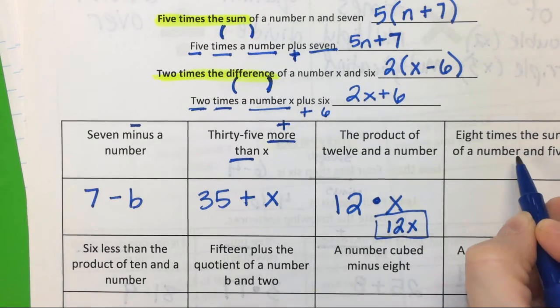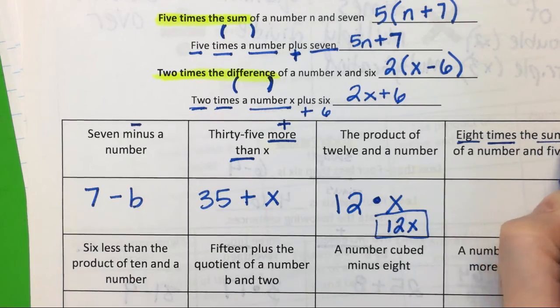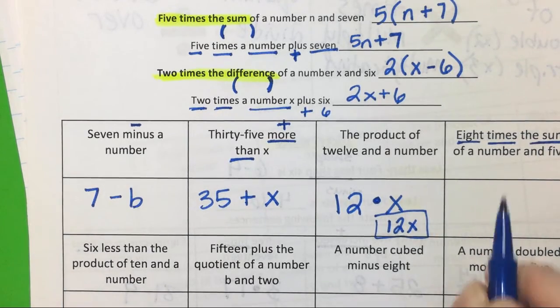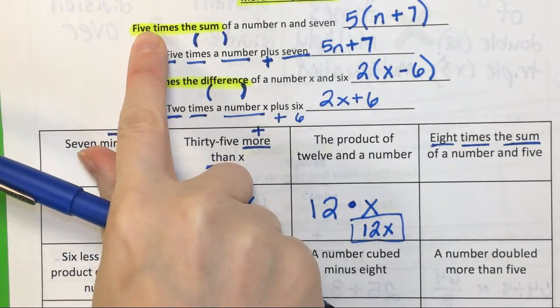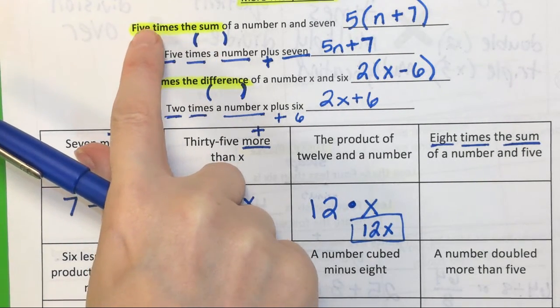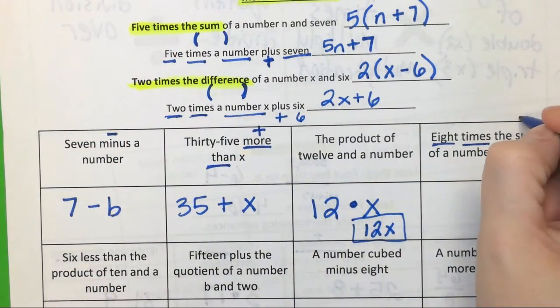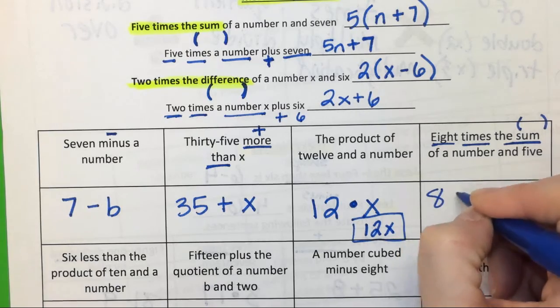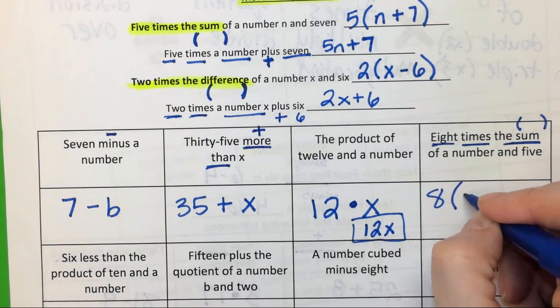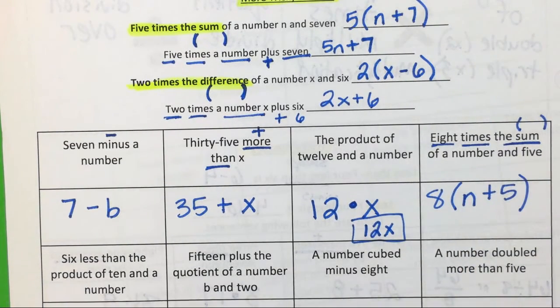And then 8 times the sum. What do we need in this one? 8 times the sum. It's like this one, parentheses. Okay, when it says 5 or a number times the sum or a number times the difference, that's when I use parentheses. So 8, parentheses, a number, so I'm going to use n and 5. Try the bottom 4 on your own.